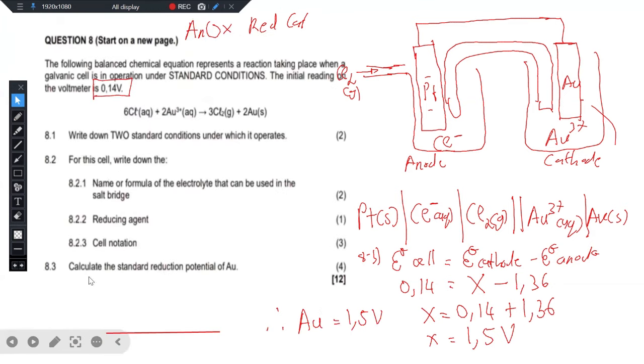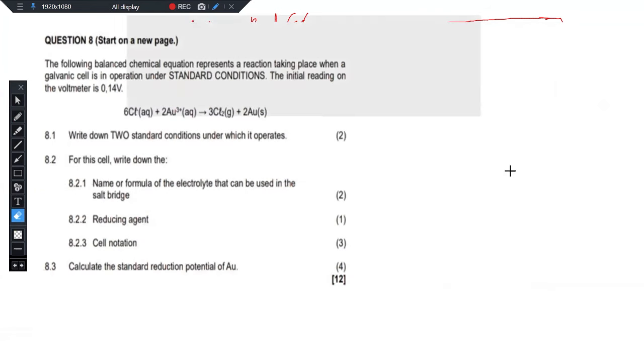Then what are they saying? Are we done? Okay, 12 marks in the bag. Let's go to question 9. So question 9, electrolytic cell.